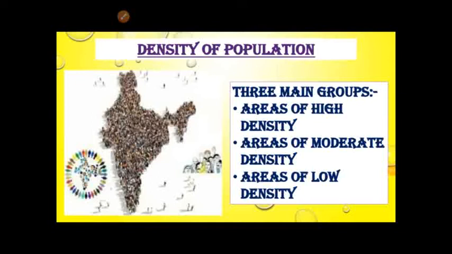Overpopulation and underpopulation. Overpopulation is a condition when a country has more people than its resources can sustain. Underpopulation is a condition where there are too few people to develop the economic potential of a nation fully.